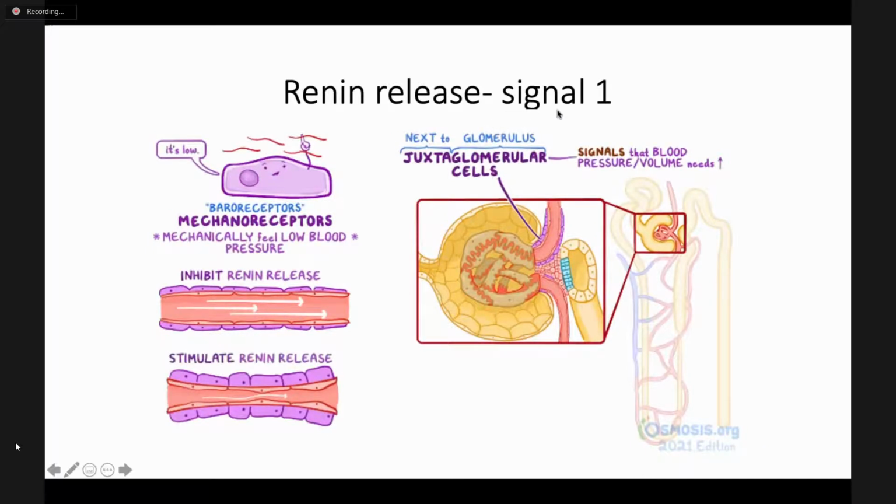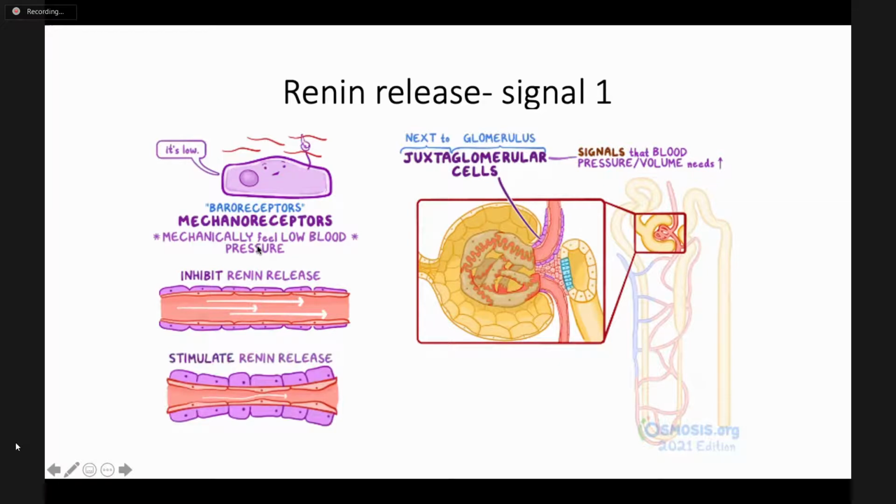Okay, the first signal is the mechanoreceptor, which is the granular cell, the juxtaglomerular cell, which is located next to the glomerulus in the afferent arterioles. So it signals that the blood volume needs to be increased. That means it responds to renal artery hypotension. This is also known as a baroreceptor, because it is a mechanoreceptor. It mechanically feels low blood pressure.